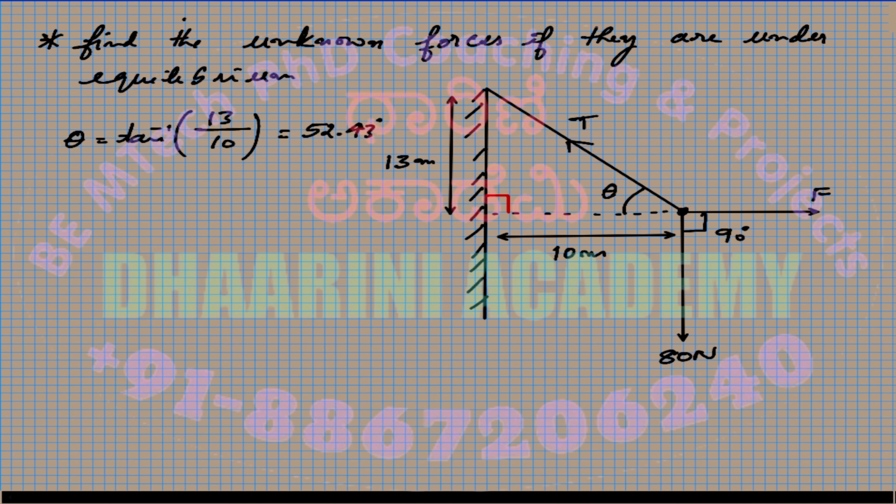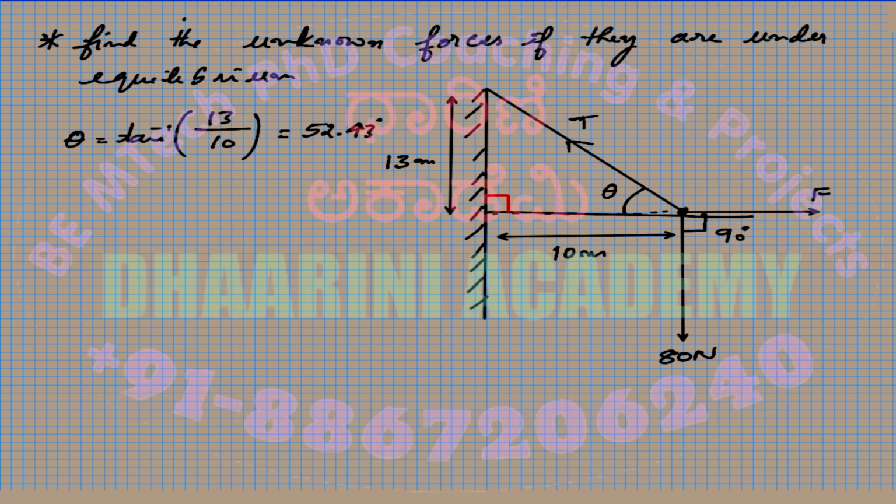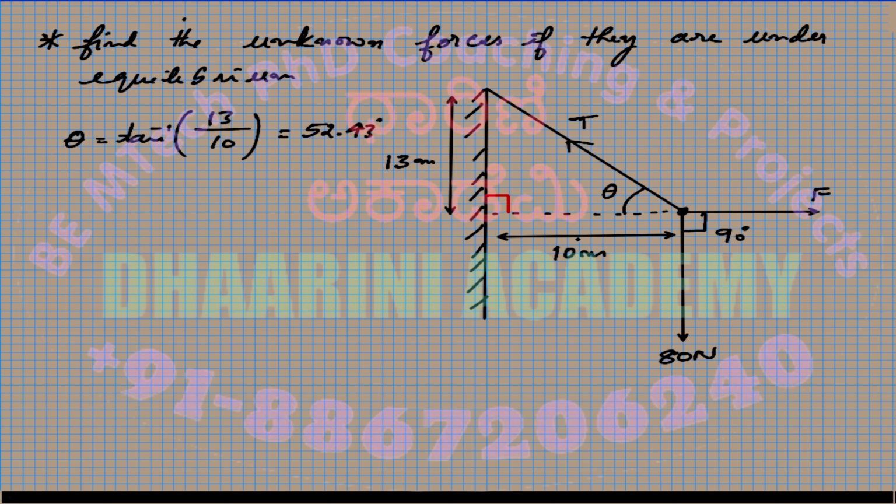So if theta is that, now I can try to write the remaining angles. I know that this line is horizontal, so this is 90 degrees. So the angle between 18 Newton and T can be calculated. I'll change the color so that we can note this. That is 90 plus this 52.43, so that is 142.43. The other one is 90.